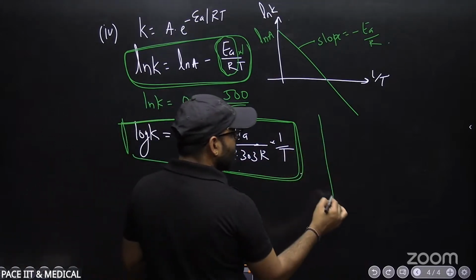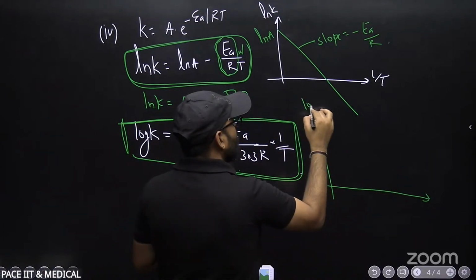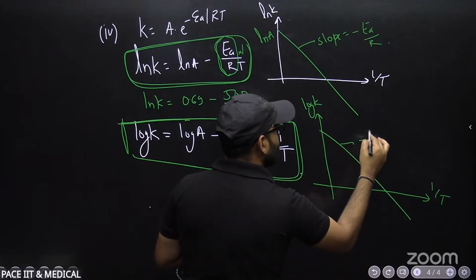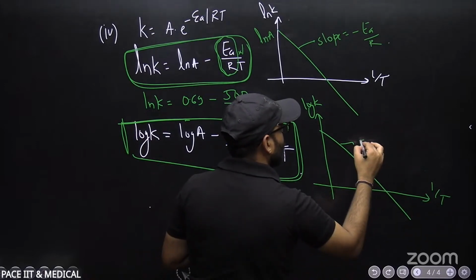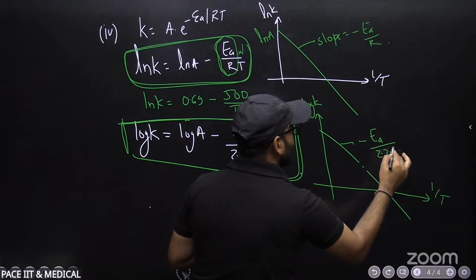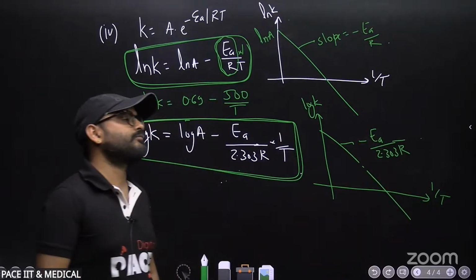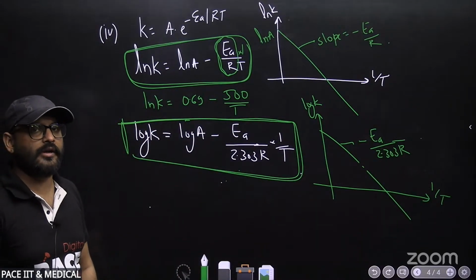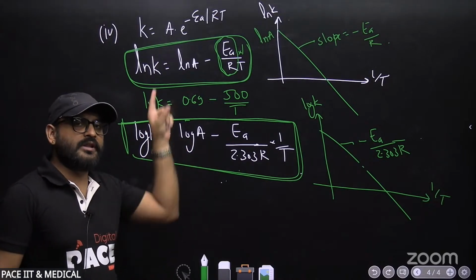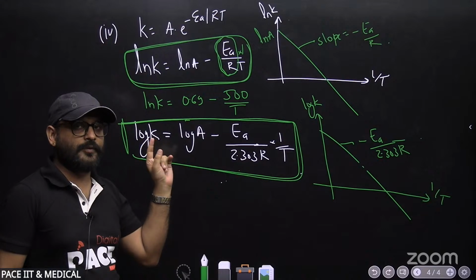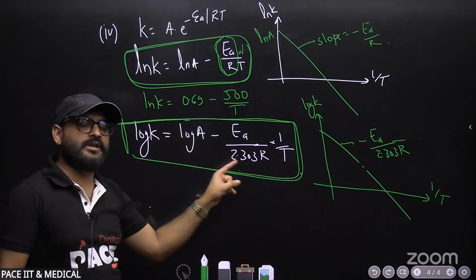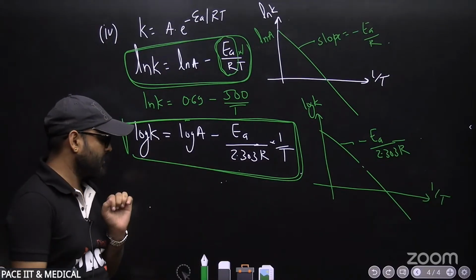So here graph will be log K versus 1 upon T, slope minus EA upon 2.303 R. Okay. Examiner will get you confused between these two equations. Don't get confused. Here EA upon R, here EA upon 2.303 R. ln K, log K.